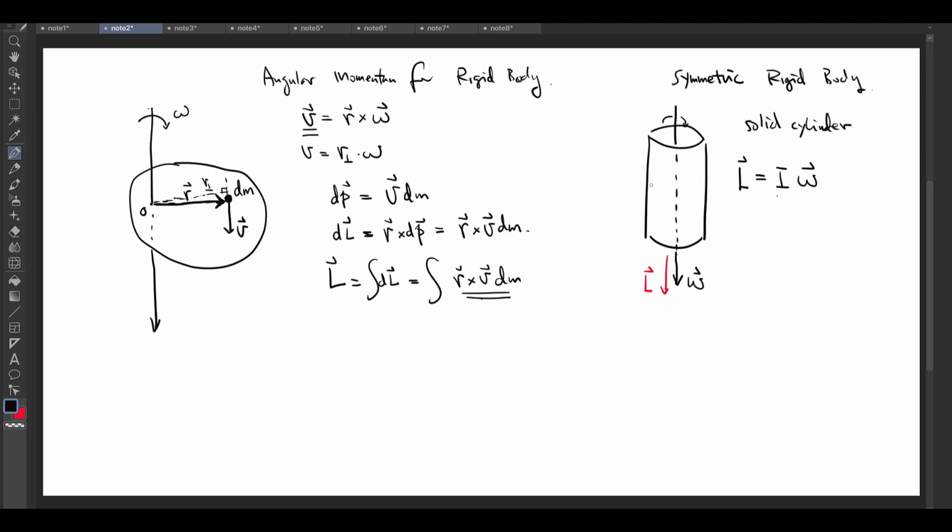Okay, without other components. All right, so now I here is the moment of inertia, given by 1/2 m r squared, given by the total mass m and the radius r of the cylinder. And in most cases, the question will have this symmetric rigid body. Otherwise, it's uncalculatable.